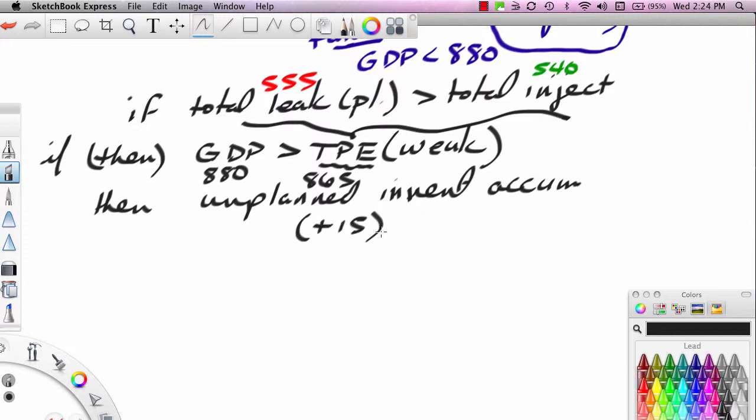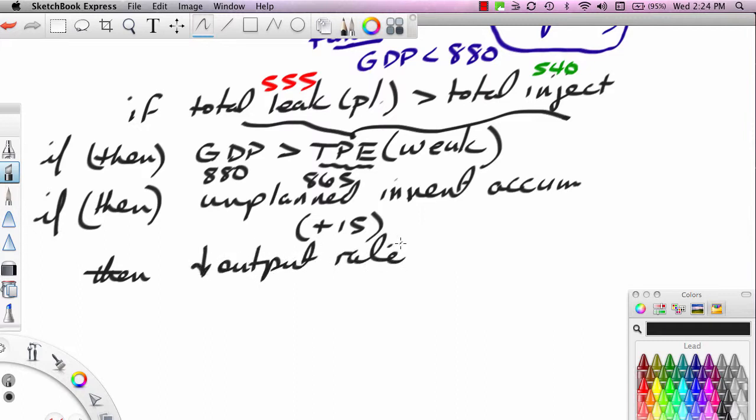So because spending was weak, inventories accumulate. Well, why was spending weak? Because leakages were greater than injections. All right, let's finish this logic. If there's unplanned inventory accumulation, then what's going to happen? Then there's going to be a decrease in the output rate. And if there's a decrease in the output rate, then what's going to happen? Then there's going to be a decrease in GDP.